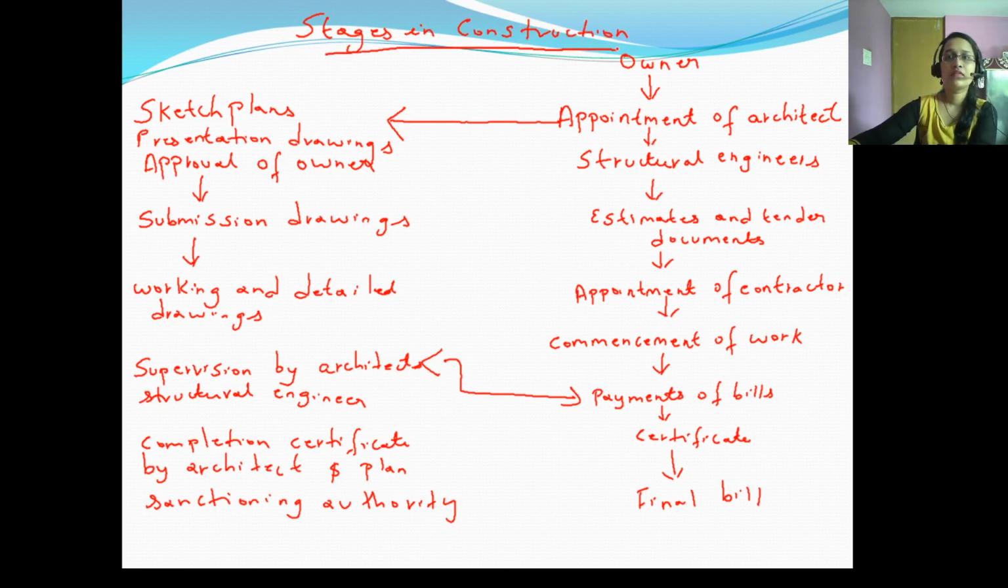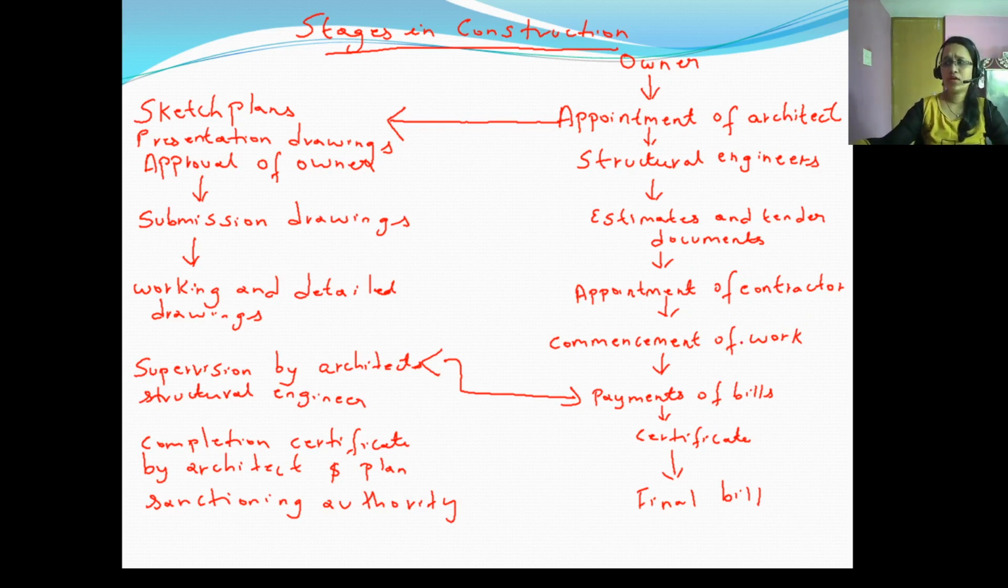So as I told you, there is an owner. He will appoint the architect. Then structural engineers will be appointed. Then estimates and tender documents will be prepared: different estimates of the project, the cost of the project, all of that will be included in estimates. What different works are to be done under the project will come in estimates and documents. Then the contractor will be appointed, and commencement of work will follow.